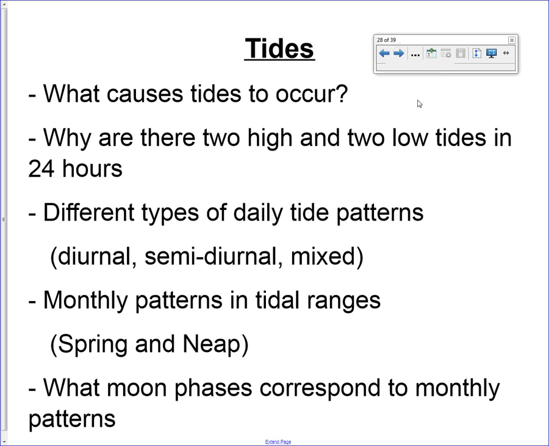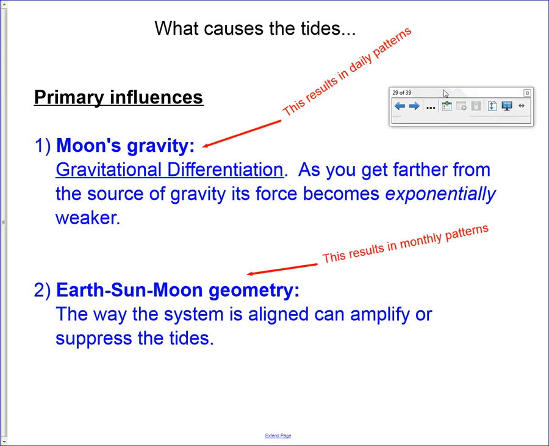In the tides section, we're going to look at what causes tides to occur, why there are 2 high and 2 low tides that we experience in Long Island or near the Long Island Sound, what the different types of daily patterns are, called diurnal, semi-diurnal, and mixed tidal patterns, what the monthly patterns are, called spring and neap tides, and what moon phases correspond to the monthly patterns. So first, let's look at what causes the tides.